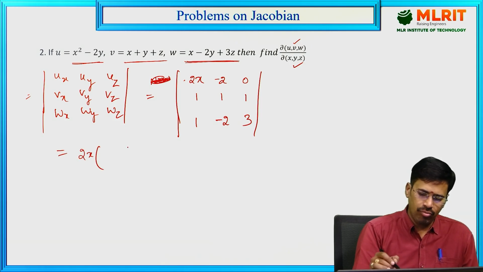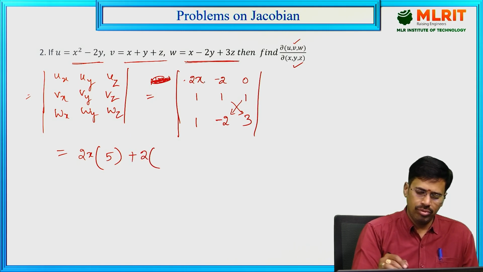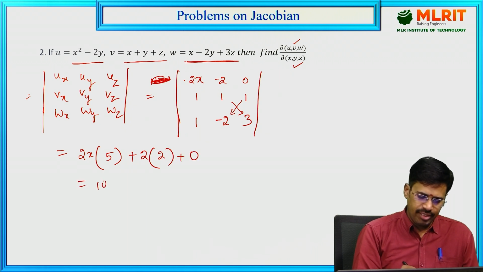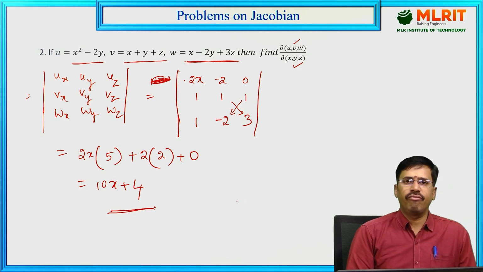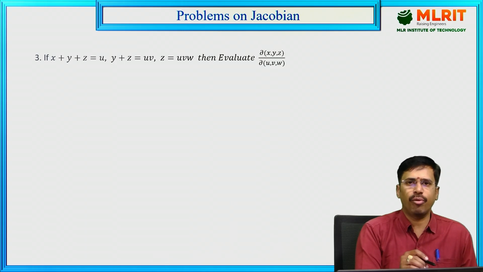2x into this minus this into this. So 3 plus 2, 5. Then 2 into 3 minus 1, 2 plus 0. This is 10x plus 4. This is fine, we found the determinant. Let us do one more problem on it.